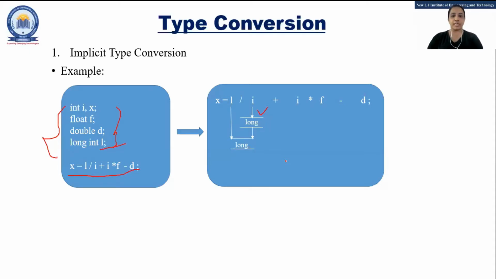So division has been done. Next it should be the multiplication, I and f. But again, see, I is of type integer and f is of type float. So what conversion should take place? What conversion implicitly will happen? I will be converted into float or f will be converted into integer. That's the answer I want from your side.